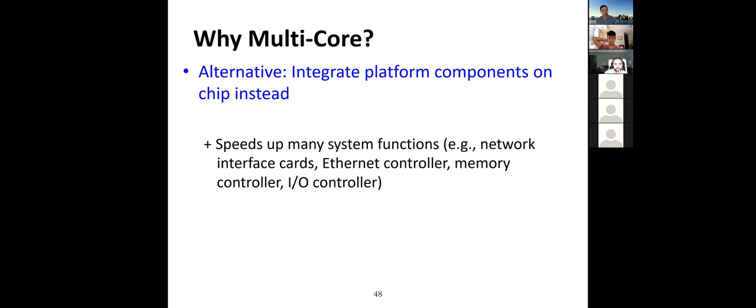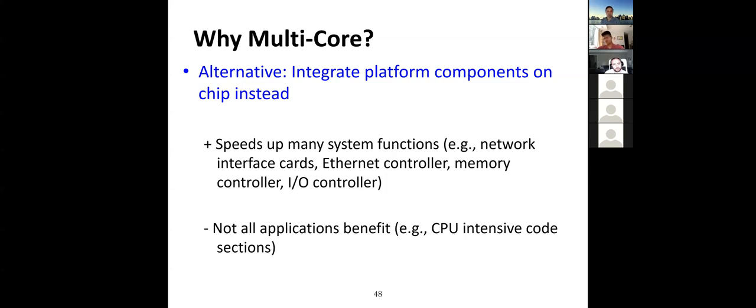Okay, so another option is speeding up many system functions such as network interfaces, Ethernet controllers, and memory controllers. The main downside is that no applications benefit from that unless they have the specific features. If you had CPU-intensive code, you don't really benefit from it. It's really use-case specific.